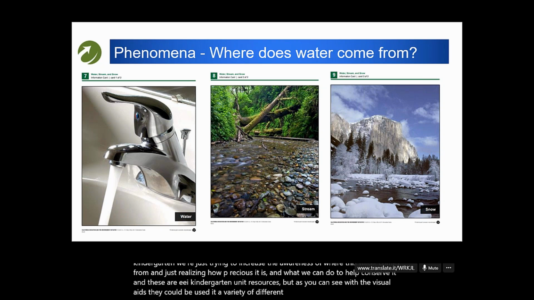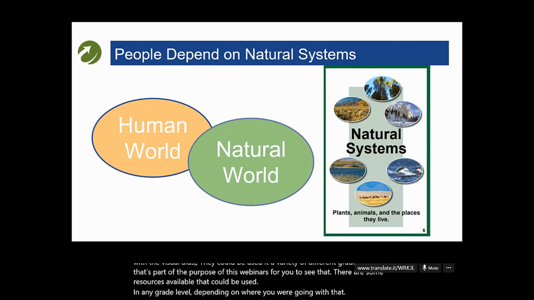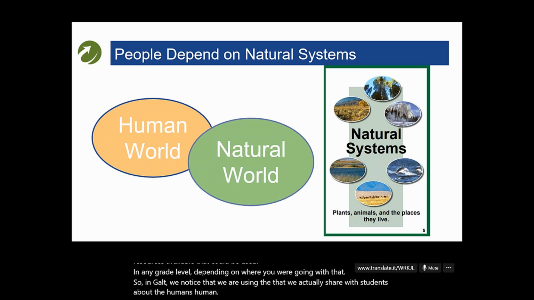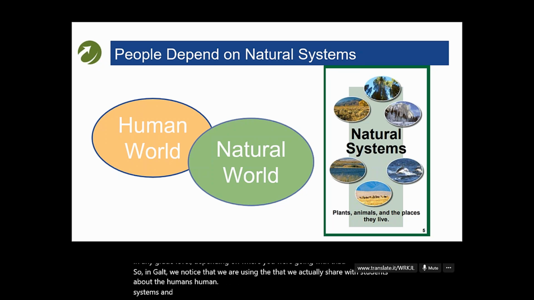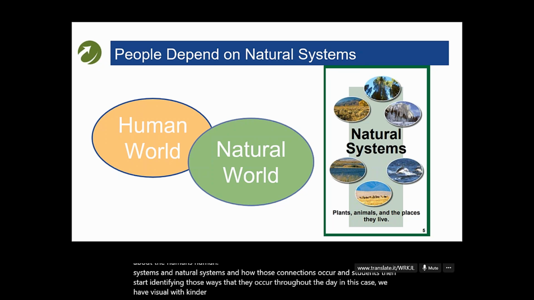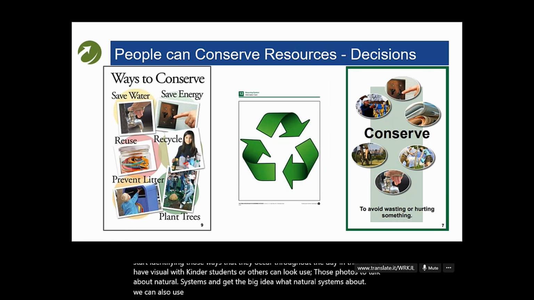Yeah, and that's part of the purpose of this webinar, is for you to see that there are some resources available that can be used in any grade level depending on where you were going with that. So in GALT, we actually share with students about the human systems and natural systems and how those connections occur, and students then start identifying those ways that they occur throughout the day. In this case, we have a visual where kinder students or others could use those photos to talk about natural systems and get the big idea of what natural systems is about. We can also use these as ways to visually talk about how we can conserve these resources and make some decisions. Again, Principle 5.